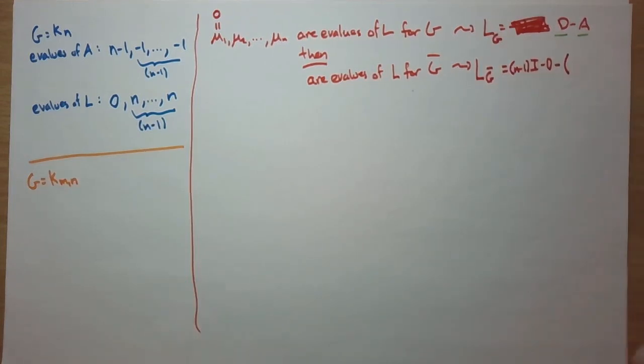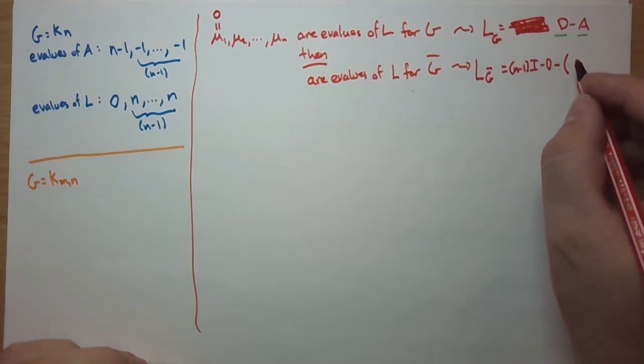Then for our adjacency, we talked about the complement of the adjacency. Do we remember how to do that? We swap all the zeros and ones except those on the diagonal. So how do we represent that?